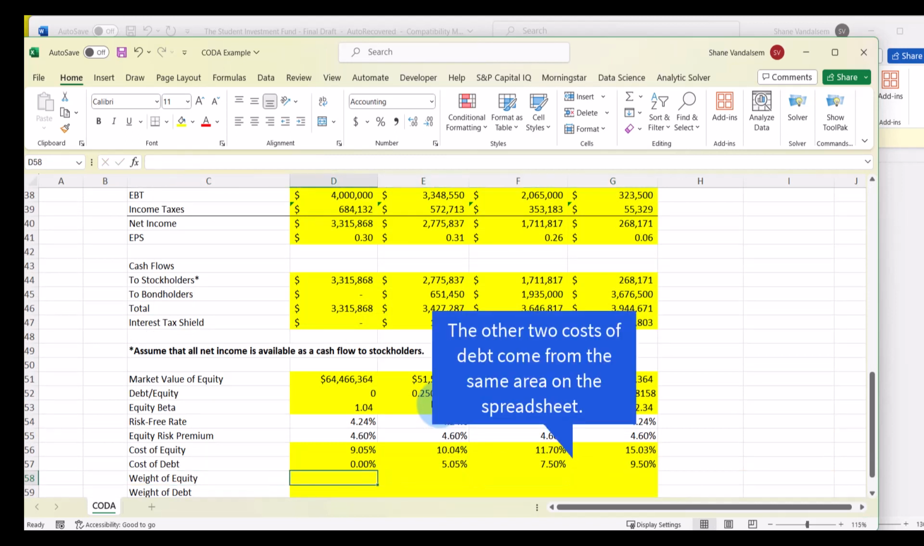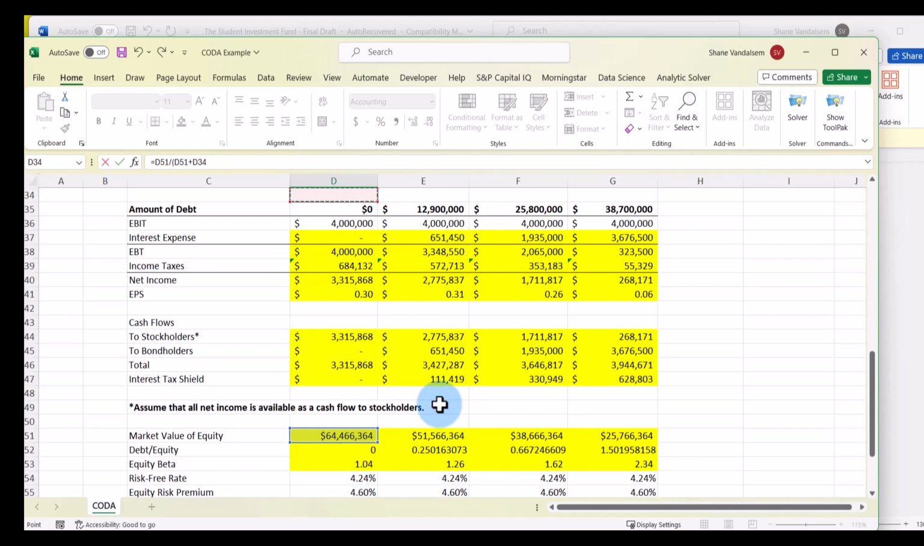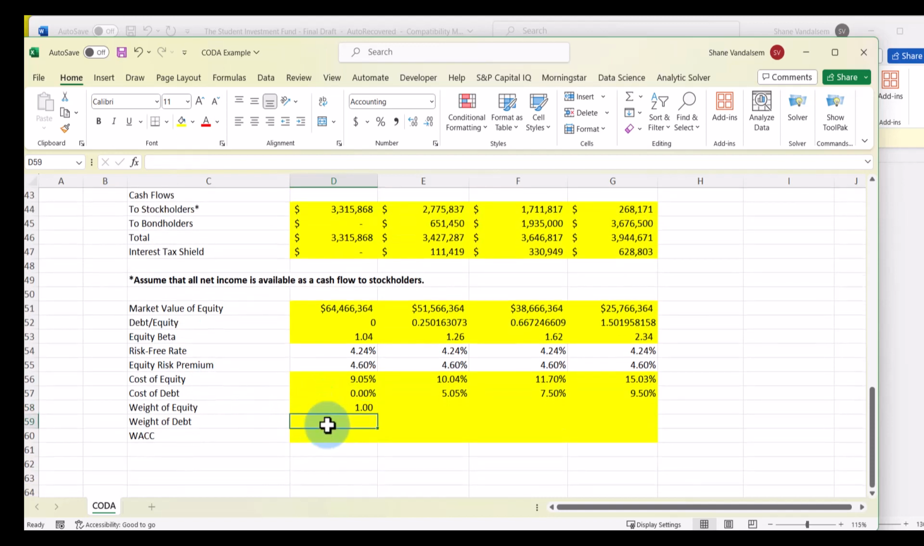The weight of equity is going to be equal to the market value of equity divided by the market value of equity plus the value of debt. And for this first one, our value of debt is again 0. So my formula here says D51 divided by D51 plus D35. So in this case, since the firm has no debt, the weight of equity is equal to 1, and the weight of debt is going to be equal to 1 minus the weight of equity. And I'll pull this across just so you can see what this looks like.